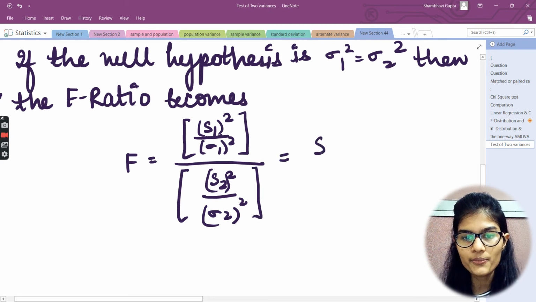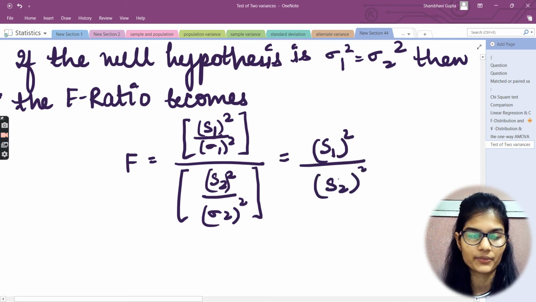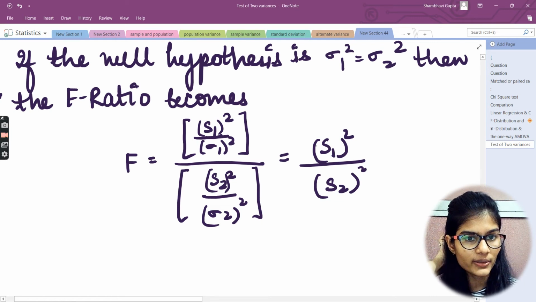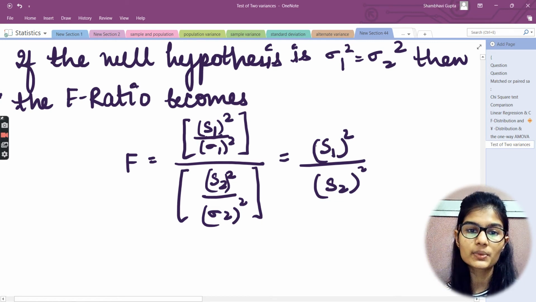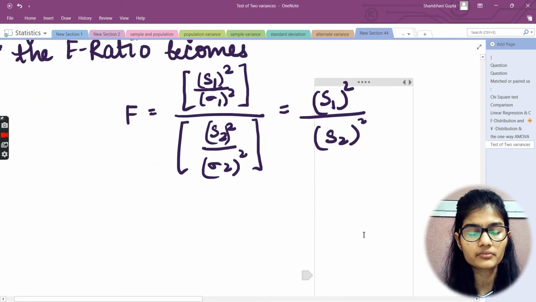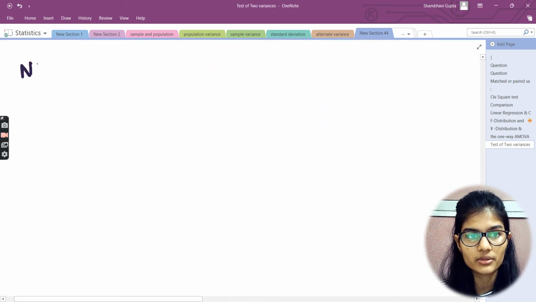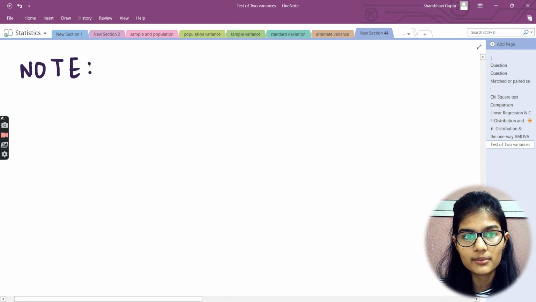That is equal to S1 squared divided by S2 squared. So for the F ratio, F is equal to S1 squared upon sigma 1 squared divided by S2 squared upon sigma 2 squared, which is equal to S1 squared divided by S2 squared. This is one of the formulas we use here, but here is a note that you should keep in mind while using it.